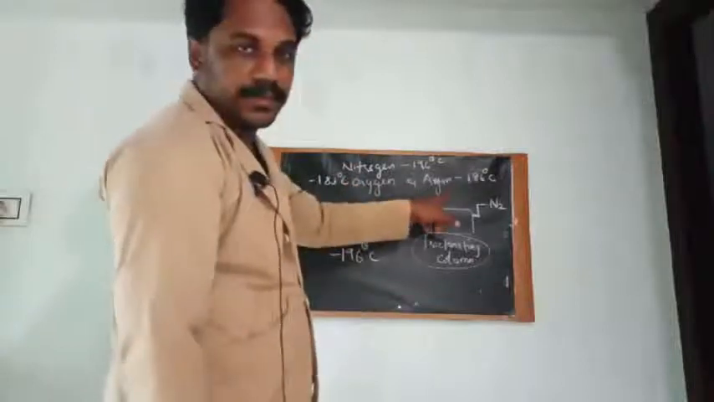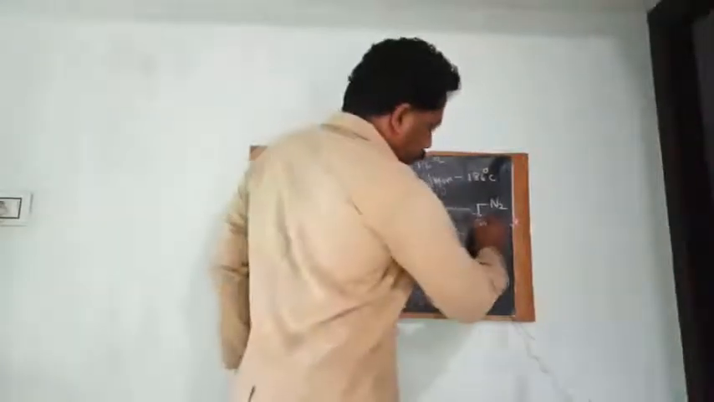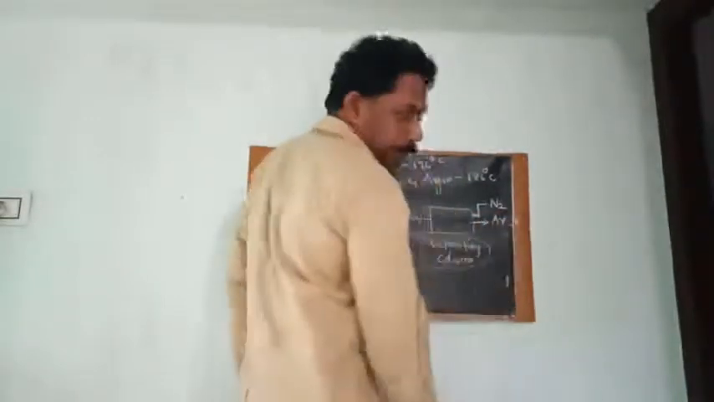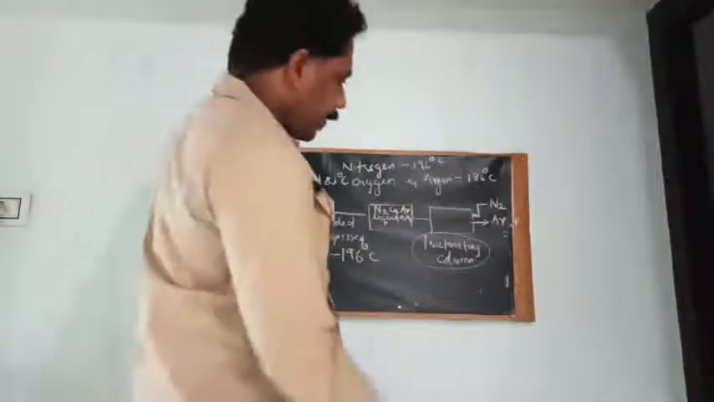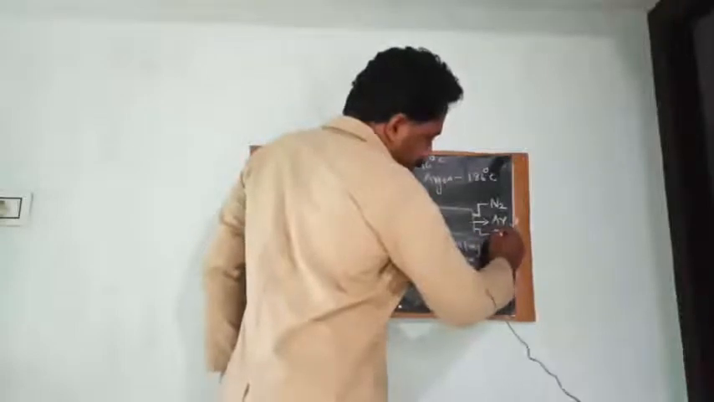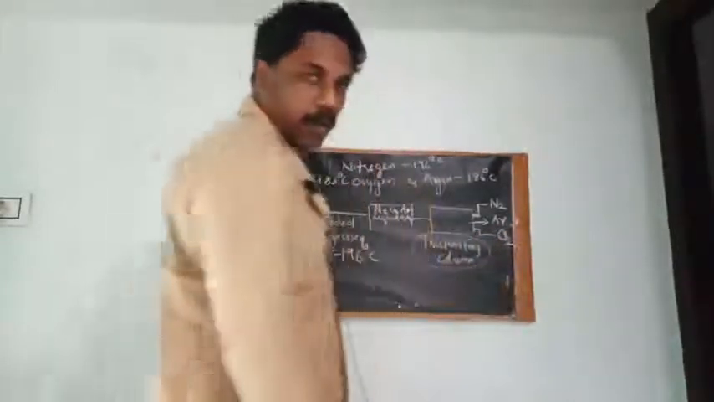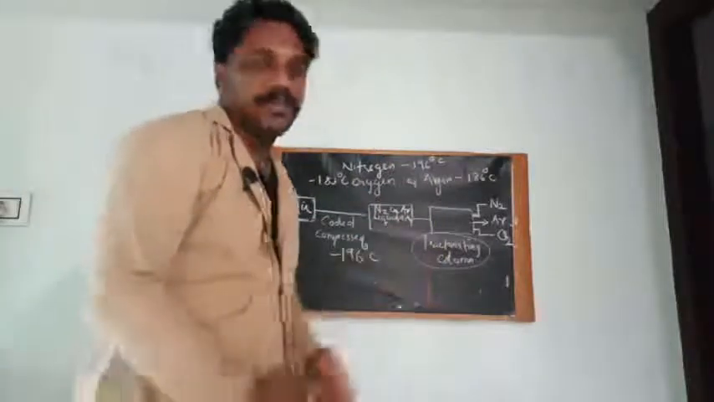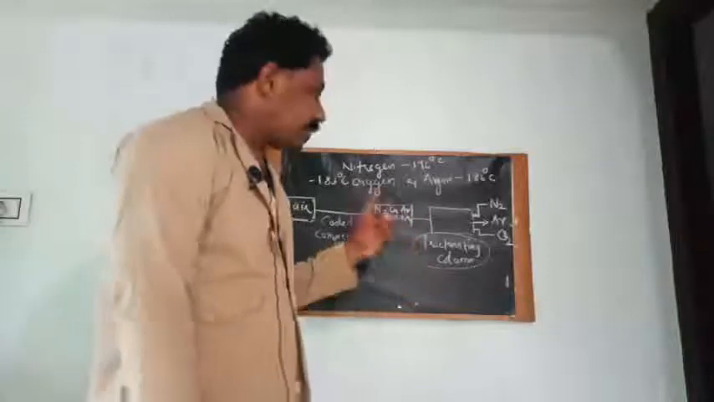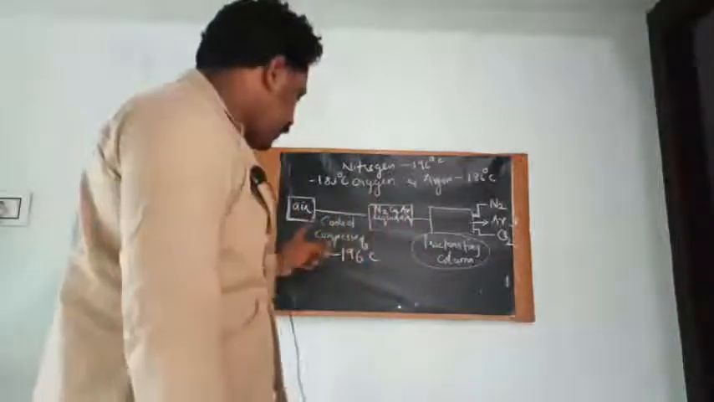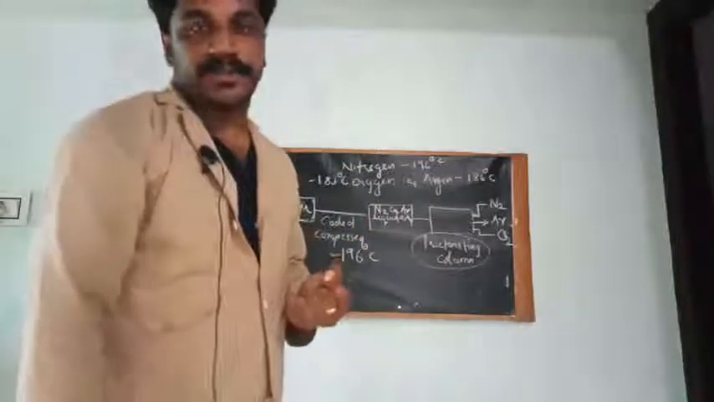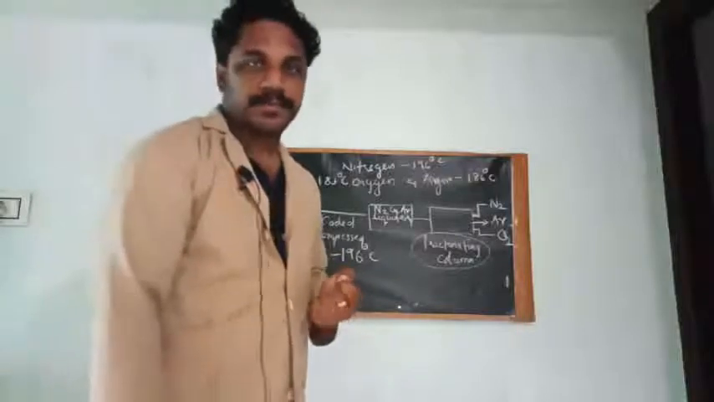followed by the second one. Next one, argon will come out, and the gas with highest boiling point, that is oxygen, will come out. Oxygen will come out from the fractionating column. So this is how we separate different gases such as nitrogen, argon and oxygen from air, and it is done by the process of fractional distillation. Hope you have understood. Clear?